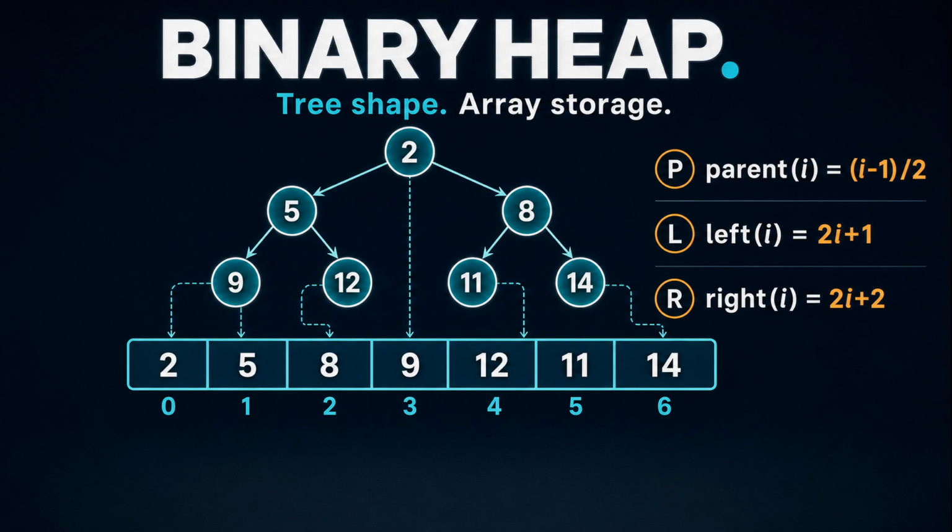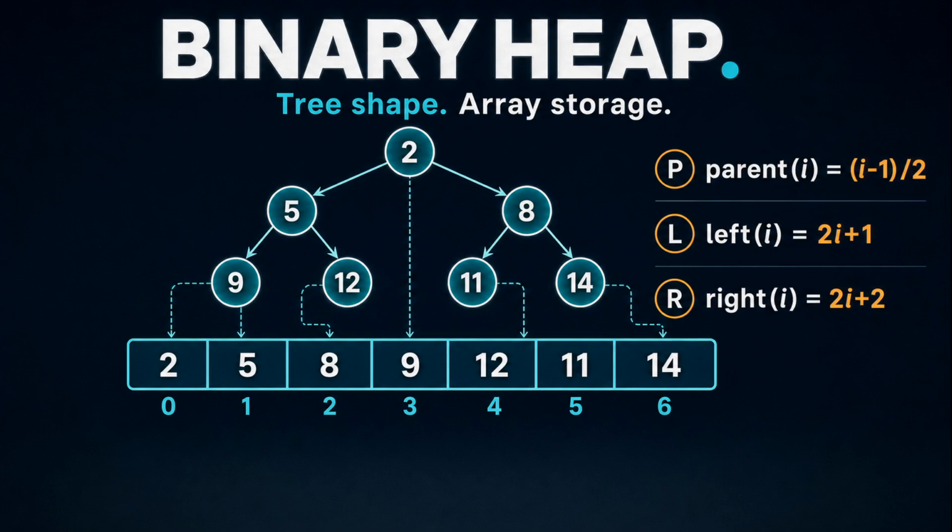The root sits at index 0. The 2 children of the node at index i live at index 2i plus 1 and index 2i plus 2. The invariant is simple. In a min heap, every parent is smaller than its children. The smallest value in the entire structure is therefore always at the root. Tree shape. Array storage.